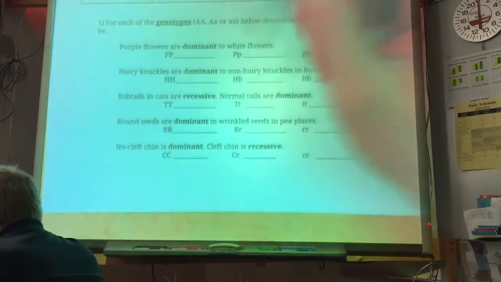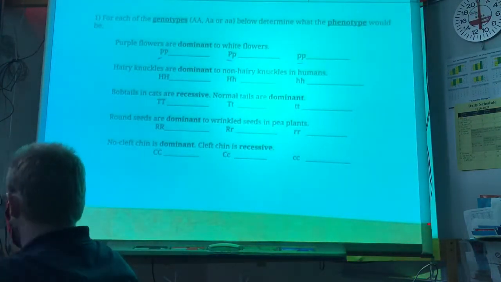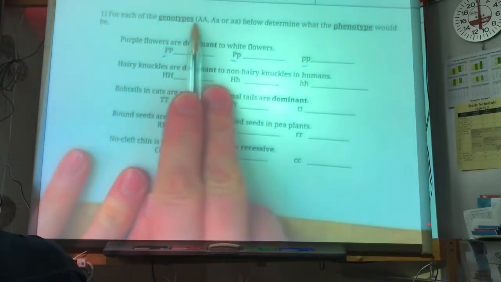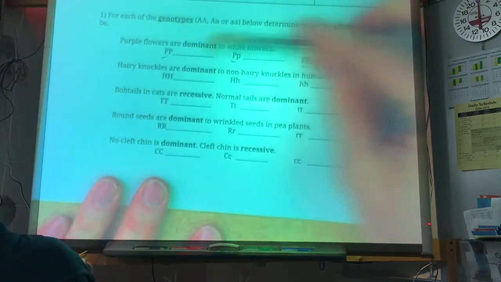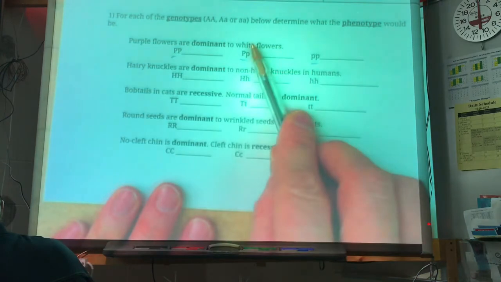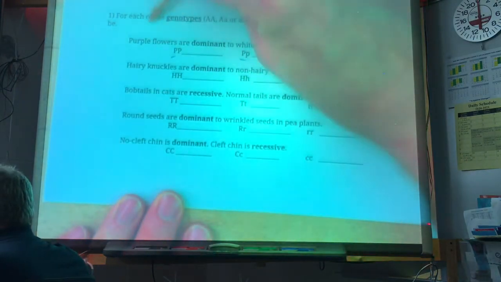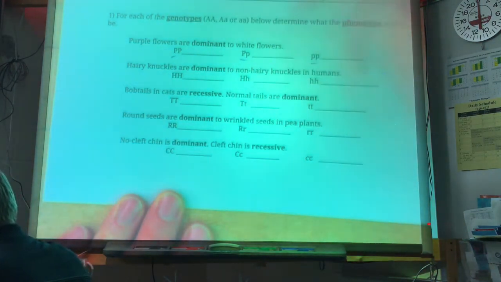These are all genotypes. This is a genotype, this is a genotype, this is a genotype, because it's the genes, it's the letters. But what we're trying to do is, given a genotype, tell me the phenotype. I will never ask you to memorize that a purple flower trait is dominant over a white. It's not something I care about, but given the information that purple flowers are dominant over white, you should be able to determine what we're going to see.